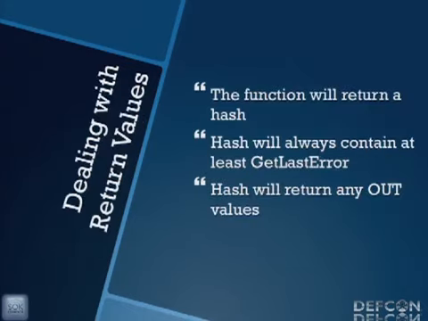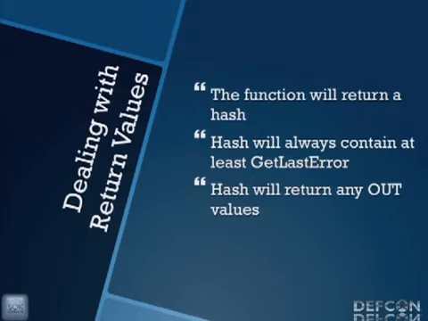So when you make an actual function call, you're returned a hash. And that hash will always contain, at the very least, the result of a GetLastError call. So basically Railgun will make the function call for you, and then it will call the Windows GetLastError function, which will tell you any error code that occurred with the running of that function. And then the hash will contain any out values from that function call.